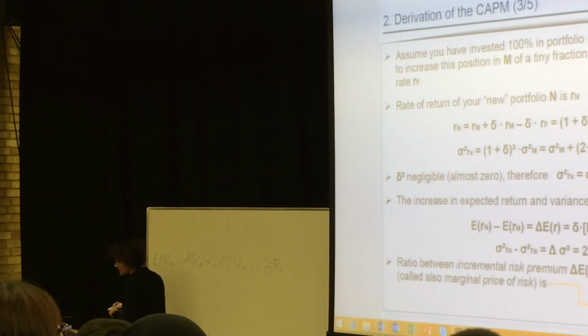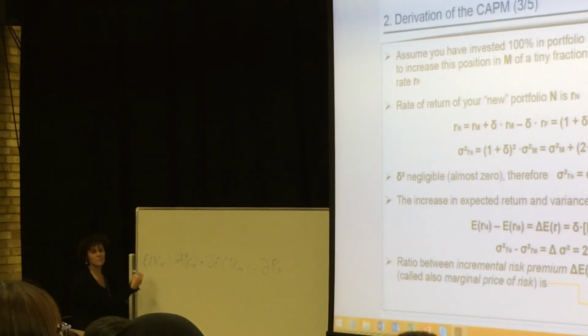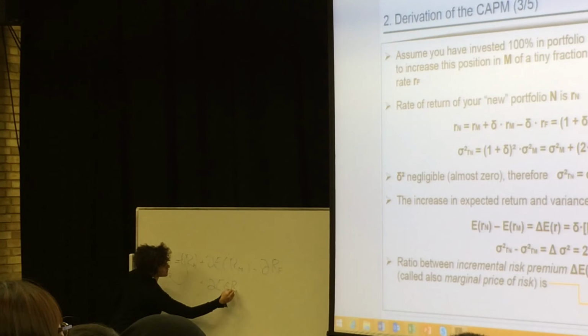So I can just group these terms and move them to the other side of my equation, so I can see the incremental expected return from investing in N minus M. So if I bring these here, then I just group them, and then I just start here.